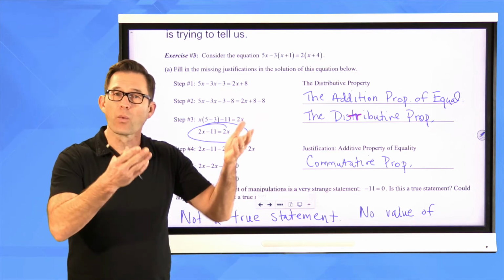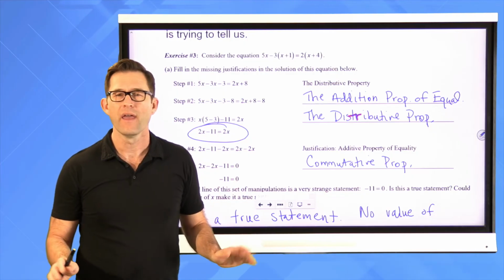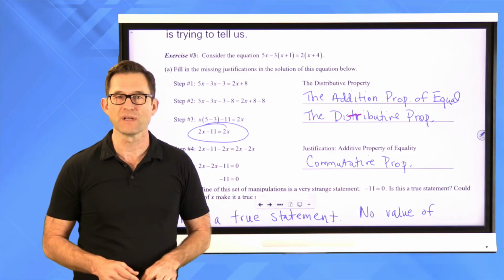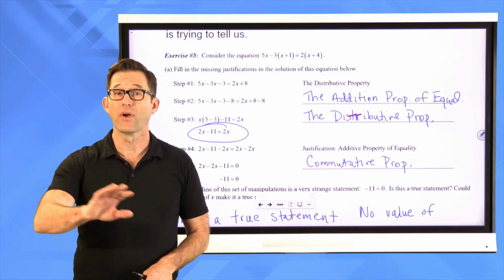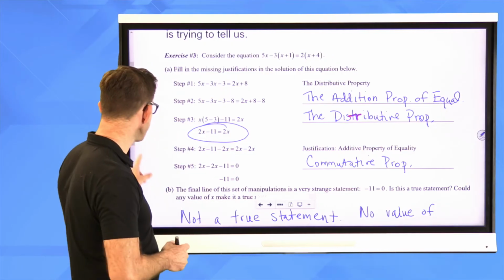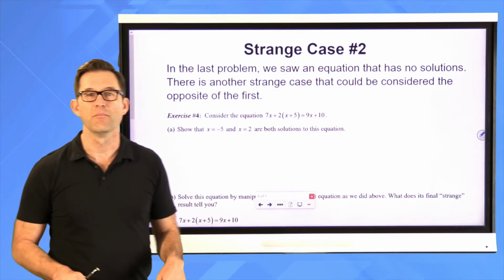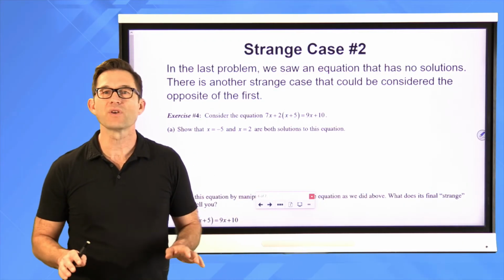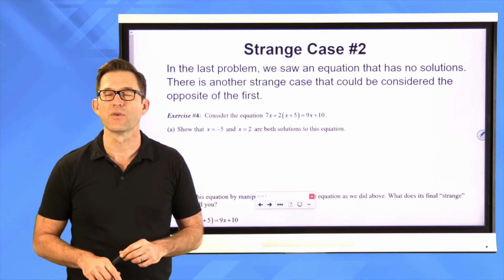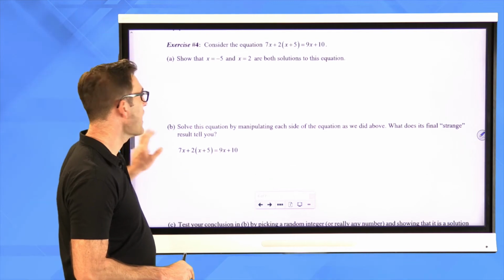So anytime I work through an equation and I get all the way down and all the x's have gone away, and I get just the most idiotic statement ever, like negative 11 equals 0, I can conclude that there are no solutions to the equation. Now, let's look at another case that is, in a certain sense, the complete opposite. In the last problem, we saw an equation that has no solutions. There's another strange case that could be considered the opposite of that first case. So let's take a look at that in exercise number 4.